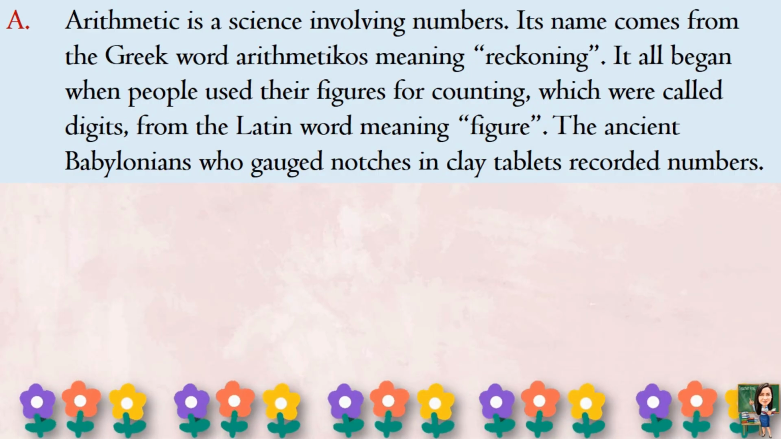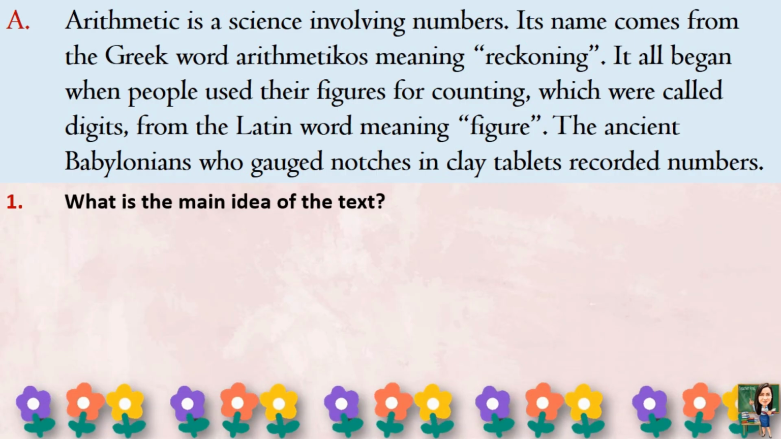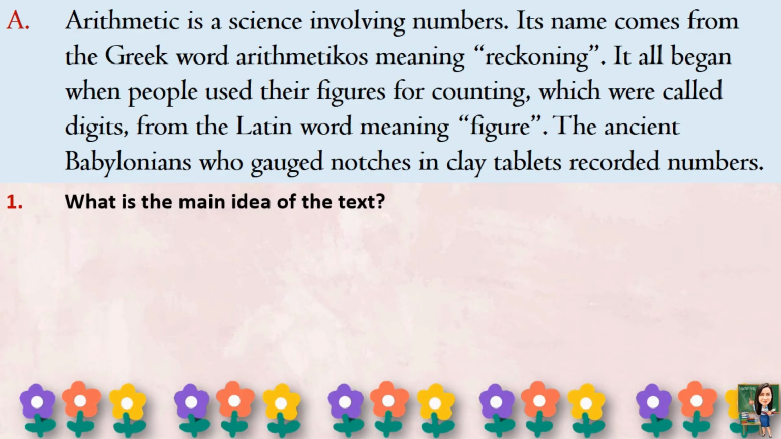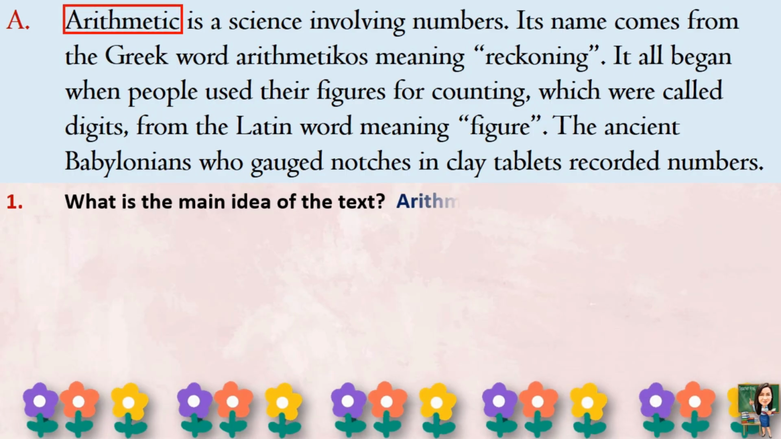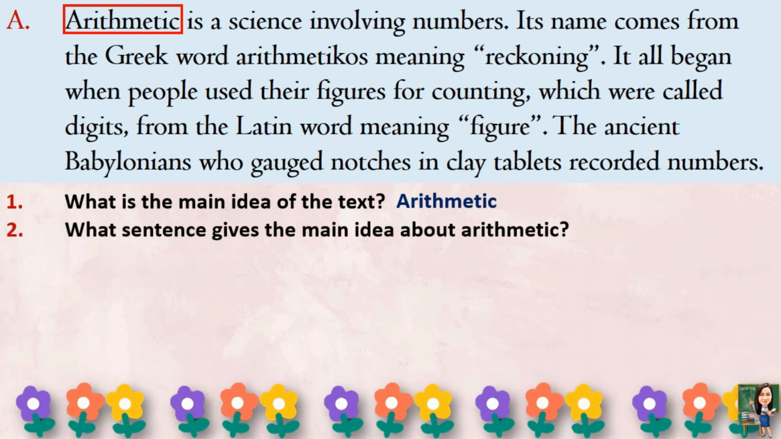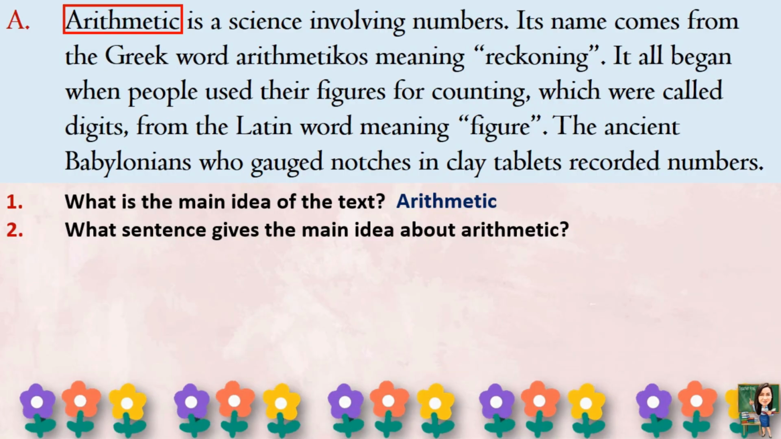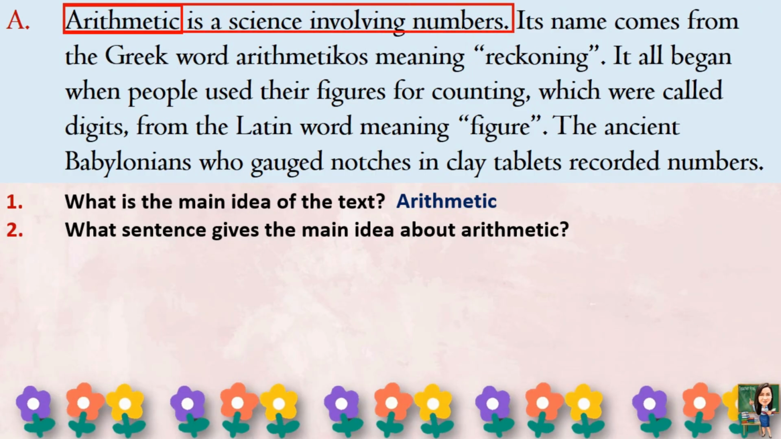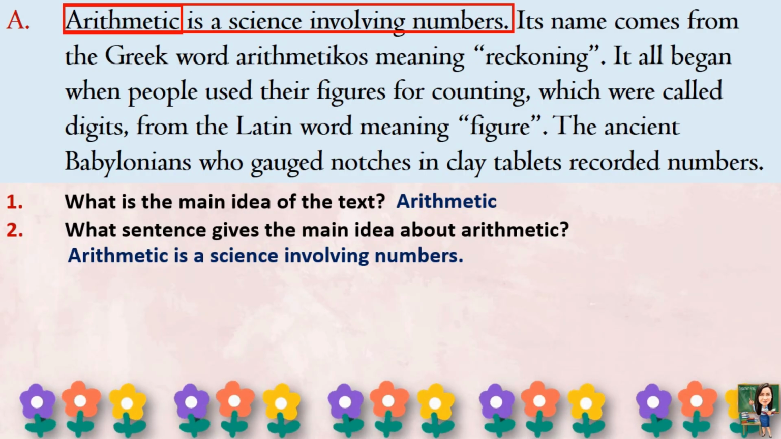The first question is, what is the main idea of the text? Very good. So the main idea is arithmetic. Question number 2. What sentence gives the main idea about arithmetic? Correct. The sentence that gives the main idea about arithmetic is, arithmetic is a science involving numbers. You will see this at the beginning of the paragraph.